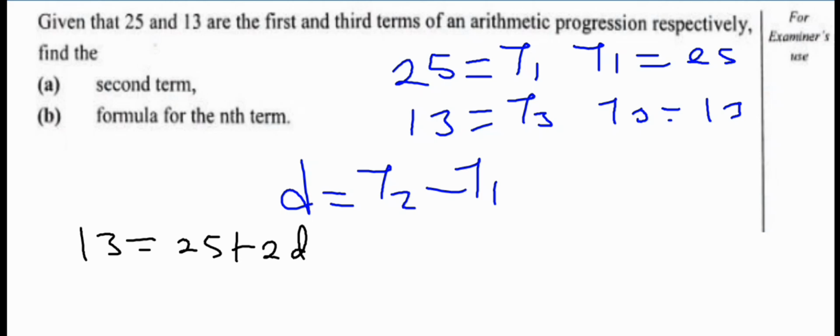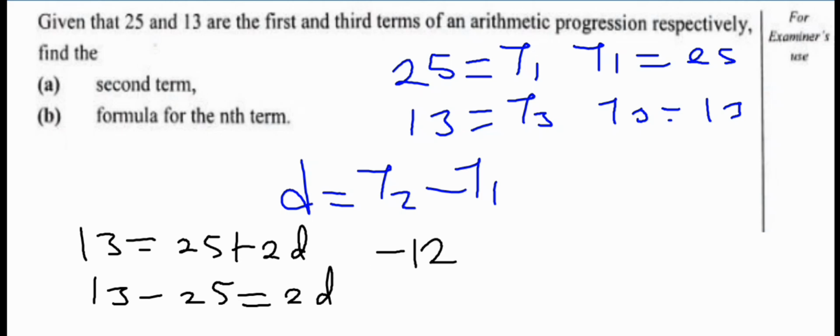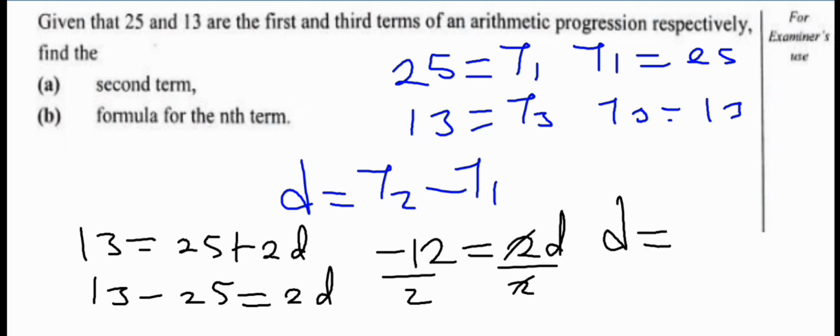So we can collect the like terms here. 25 is going to cross an equal sign. Then it is going to change to negative. So we have 13 minus 25 being equal to 2d. Then when we do the computation here, 13 minus 25, we are going to get negative 12. So we are going to get negative 12 being equal to 2d. Then when I divide by 2 here, even here by 2, so d is going to be equal to negative 12 divided by 2. I'm going to get negative 6. Meaning the common difference that we have here is negative 6.